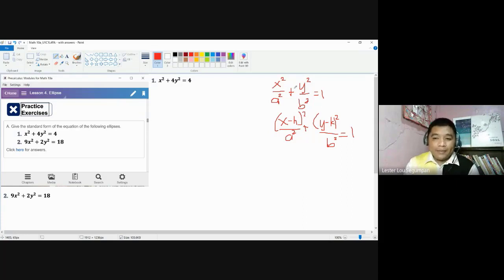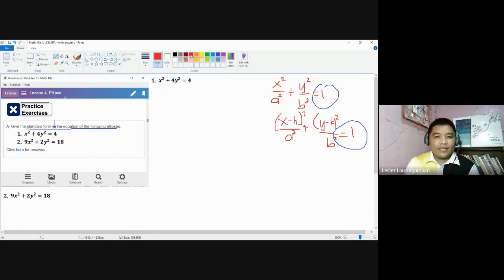But the similarity between these two forms is on the right-hand side of the equation. The right-hand side of the equation is equal to 1. So to determine the standard form for an equation of an ellipse, our first goal is to make sure that the right-hand side of the equation will be equal to 1. Let's start with number 1.